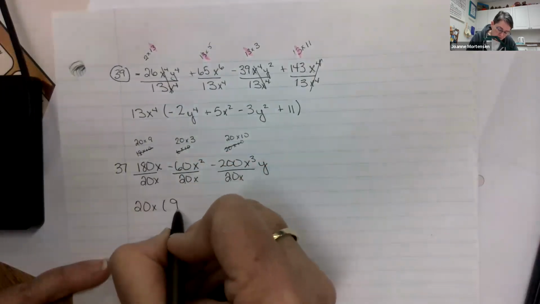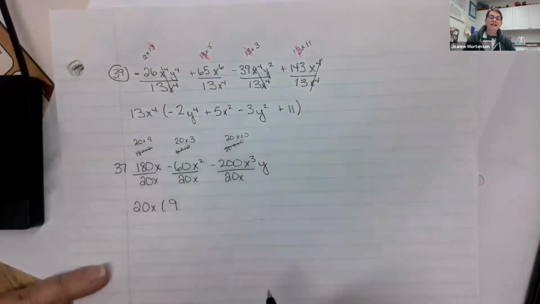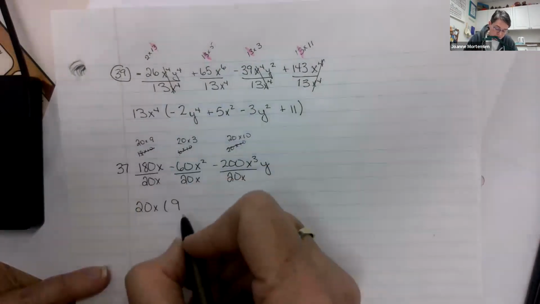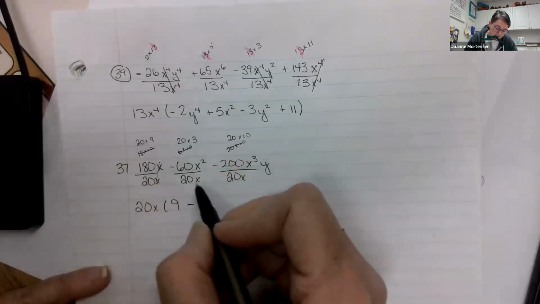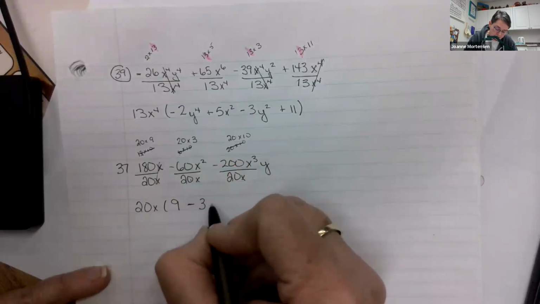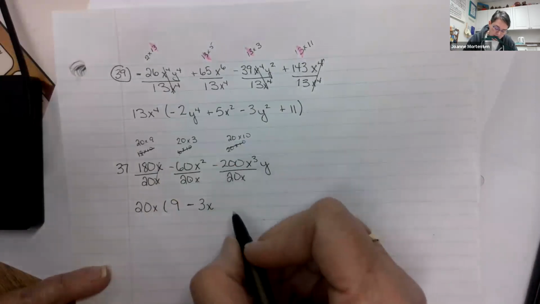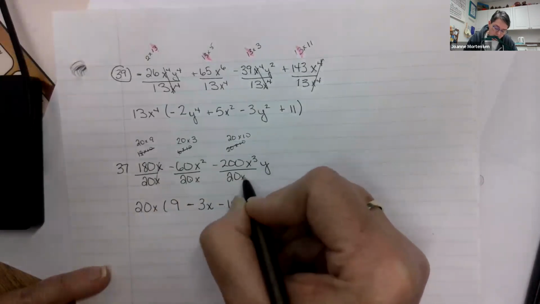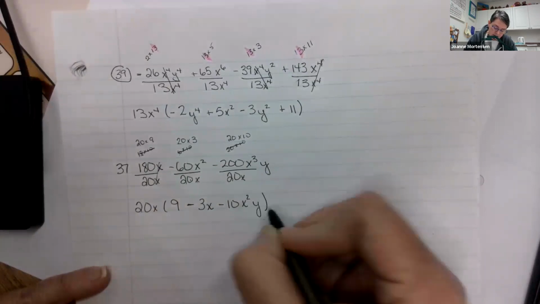That's going to give me 9. This is the first time I've started doing this little bit up on top. I kind of like that, so I don't have to keep doing the division on my calculator or thinking about it because my answer's there. X's are going to cancel. Minus 60 divided by 20 is 3. And x squared divided by x is just plain x. And 200 divided by 20 is going to give me 10. And x cubed divided by x is x squared and a y.